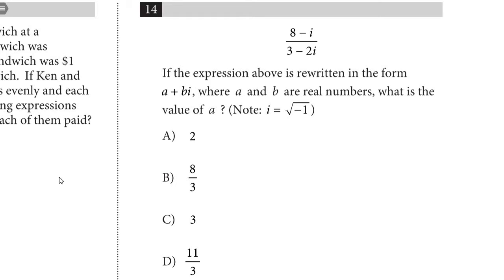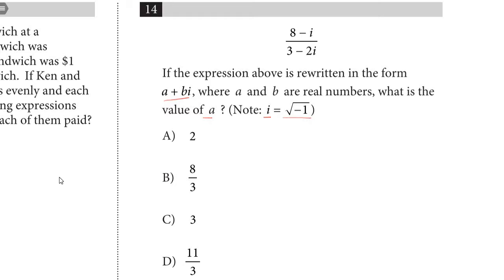If the expression above is rewritten in the form a plus bi, where a and b are real numbers, what is the value of a? And they're saying note that i is equal to the radical of negative 1, right? So that i is just another way of saying the imaginary number.